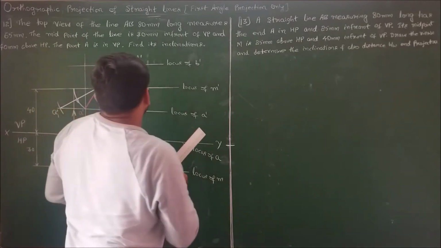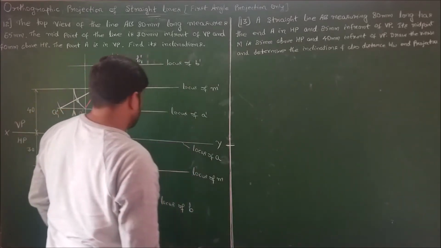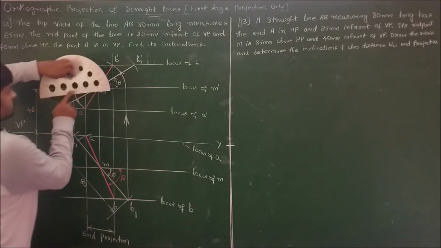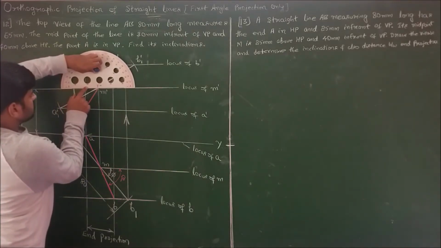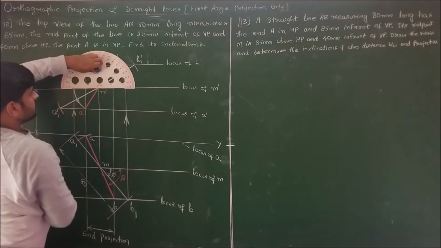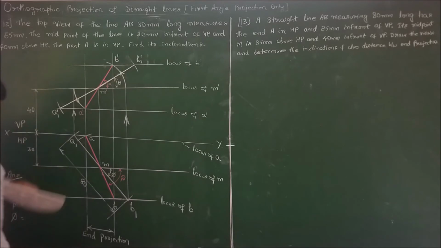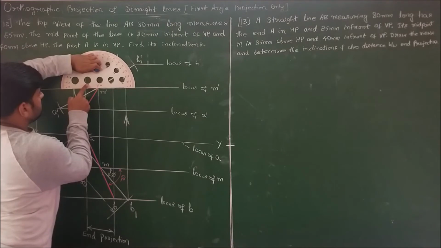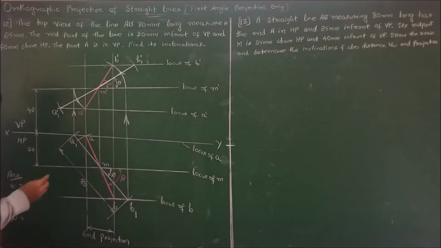Now what he has asked us to determine is the inclinations. So therefore the inclinations are, so if I measure alpha, theta, beta and phi respectively, theta is coming around 35 degrees, alpha is 60 degrees.